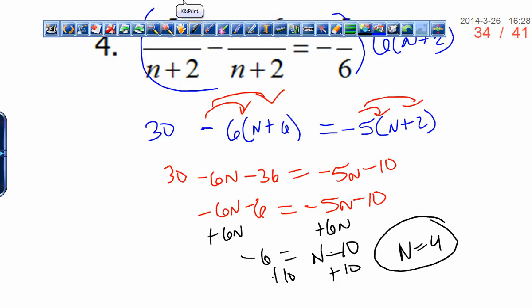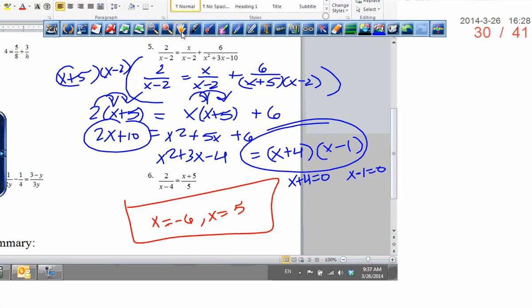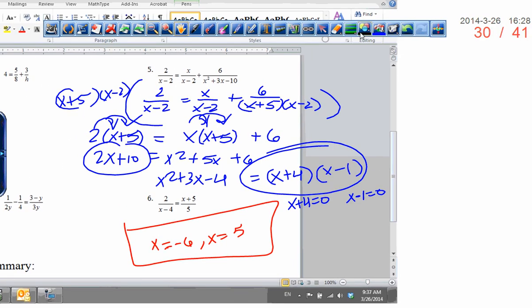Cool. All right, let's try number 5. Let's see if I can get to it. There she is. Okay. Let's see if we can walk through this nice and slow. So the first thing I'm doing is I'm multiplying everything times this. So this is step 1. I had to factor. So I factored that.